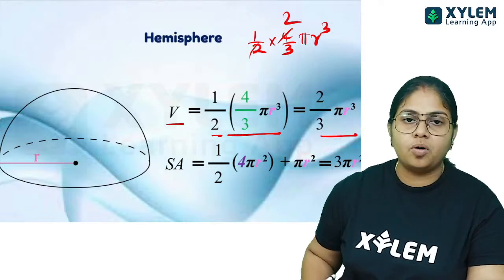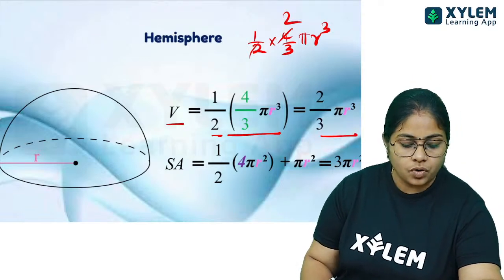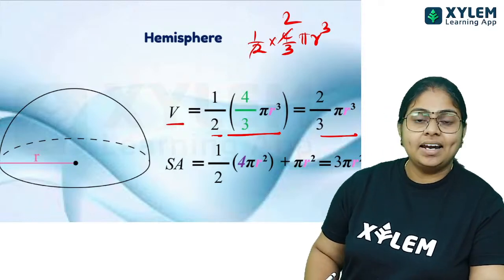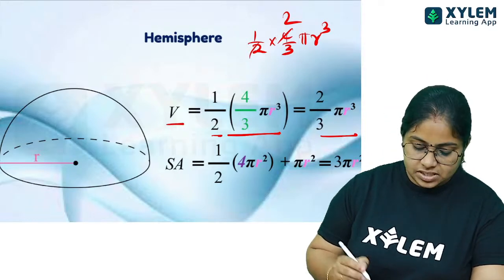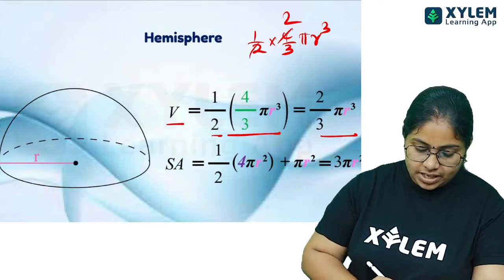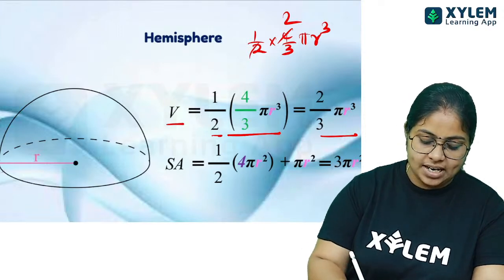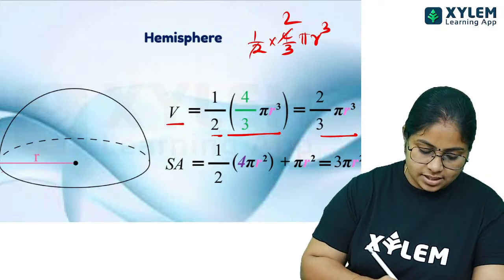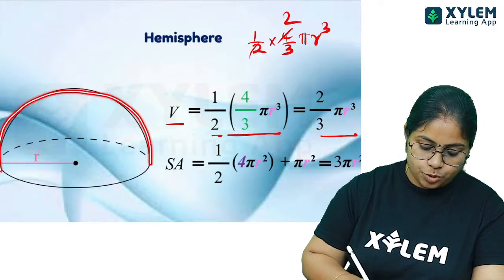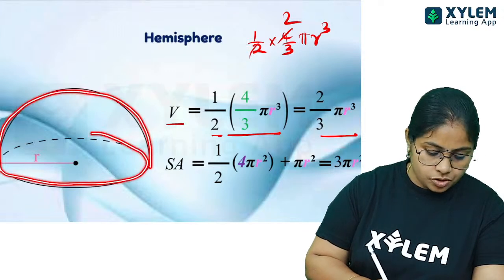And this is the formula for finding the volume of a hemisphere, and its surface area. A hemisphere is a sphere cut in half. Sphere in the half portion, and along with that you can also see a circle.